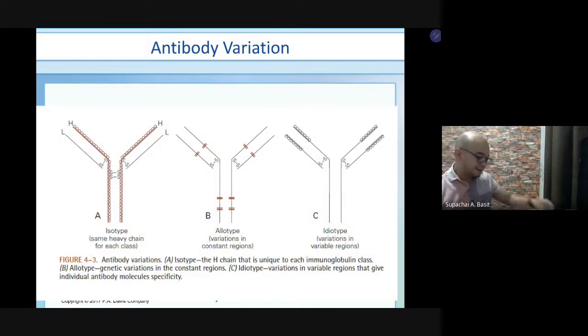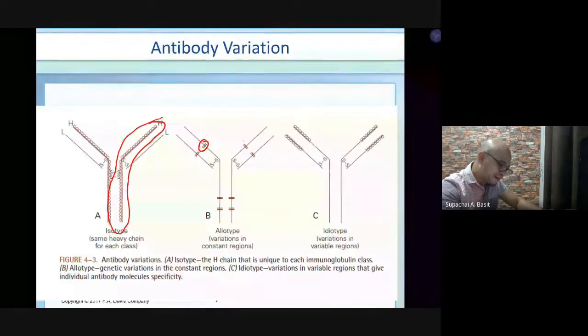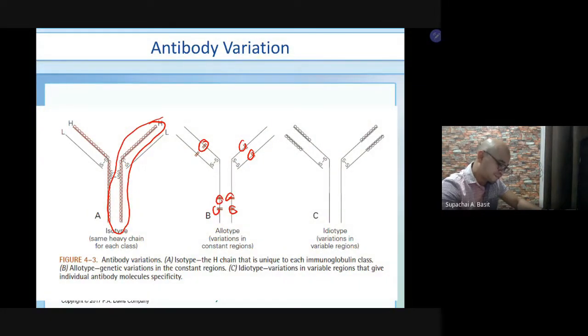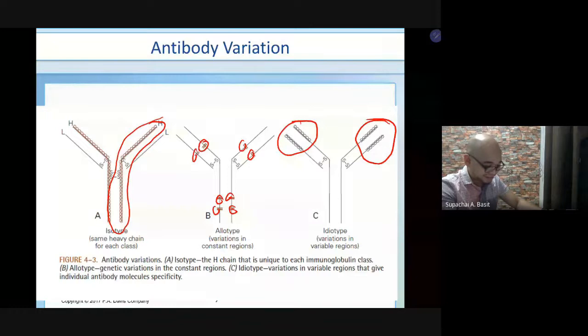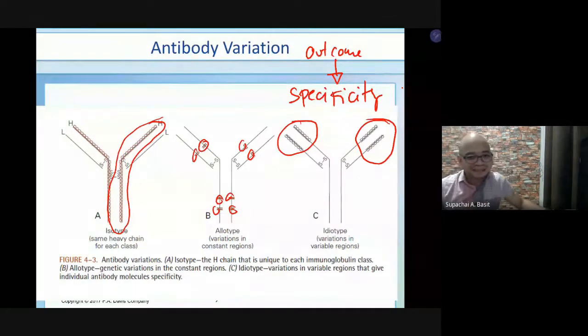This is how we illustrate the isotype. For isotype, we have the same sequence in a certain species. Allotypes are just minor variations. But if the entire variable region is changed, then we call it the idiotype. And idiotype results in specificity. This is the outcome of idiotype. I hope the variations in the heavy chains of the antibodies are clear.